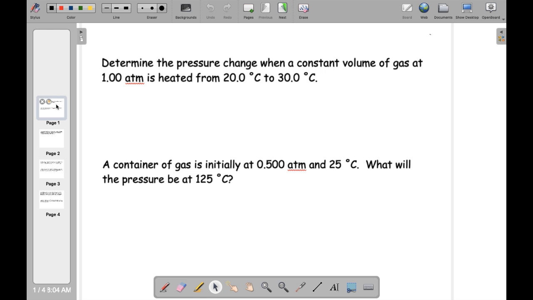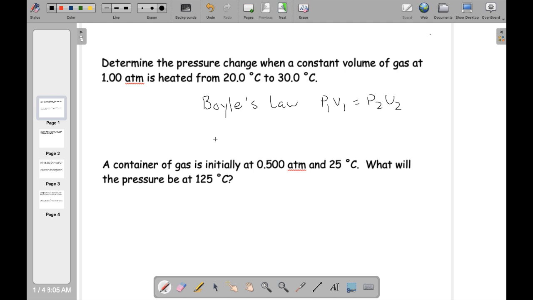We're going to continue going over some gas laws today. So just a quick overview. Last time we went over Boyle's law, which said there was an inverse relationship between pressure and volume. So the equation was P1 times V1 equals P2 times V2.